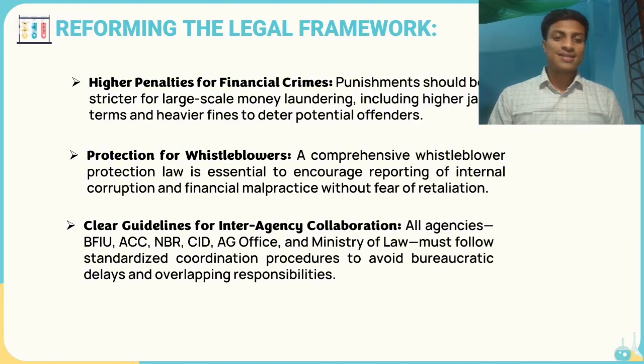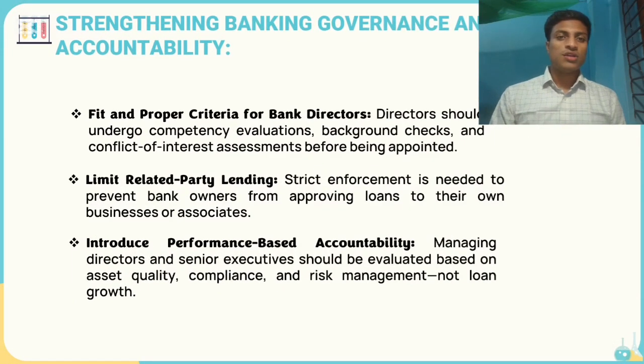Clear guidelines for inter-agency collaboration. All agencies, ACC, NBR, CID, AG Office, and Ministry of Law must follow standard coordination procedures to avoid bureaucratic delay and overlapping responsibilities. Now, strengthening banking governance and accountability. Fit and proper criteria for bank directors. Directors should undergo competency evaluation, background check, and conflict of interest assessment before being appointed. Limit related party lending. Strict enforcement is needed to prevent bank owners from approving loans to their own businesses or associates.